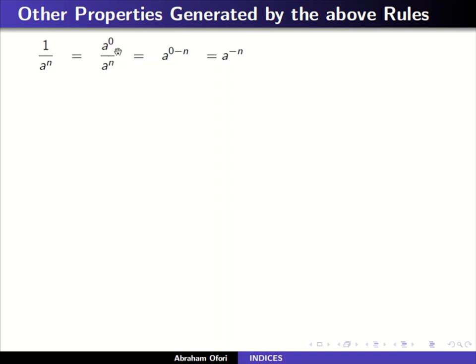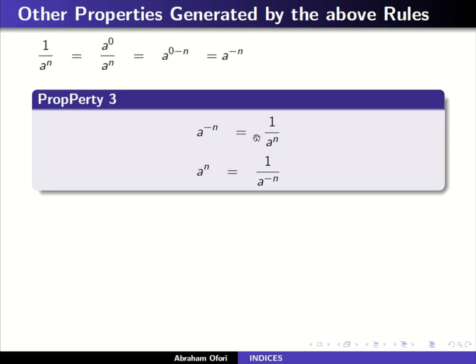Now, if I have the quotient rule, it states that what? If I have the same bases and they are dividing, I can take one of the bases and subtract the powers. So it becomes 0 minus n. And 0 minus any number is what? Negative of that number. So it becomes a to the negative n. But this means that a to the power negative n is the same as 1 over a to the power positive n. Very cool, right? This property is like that.